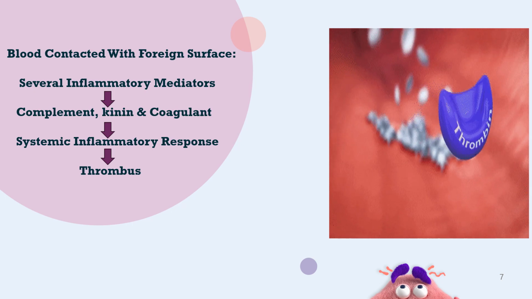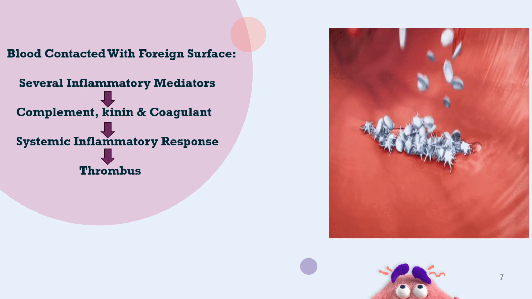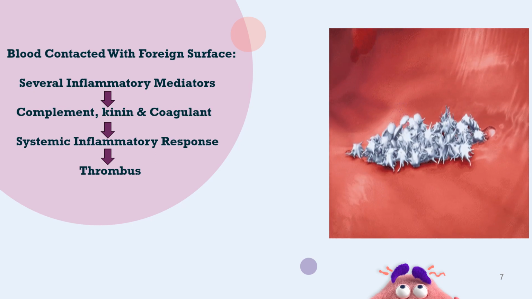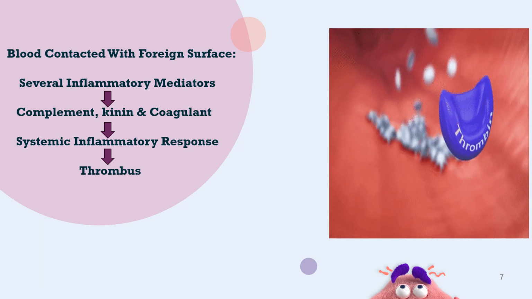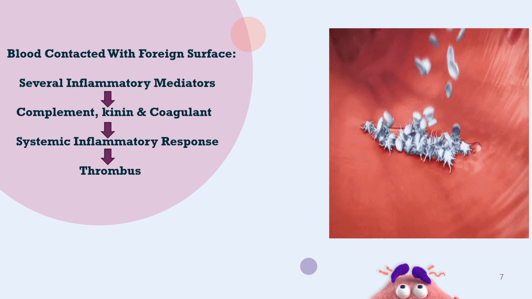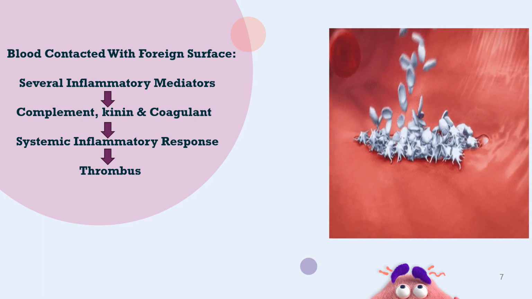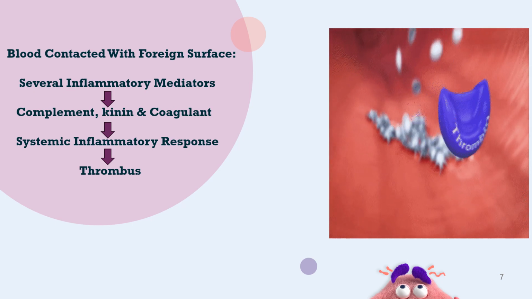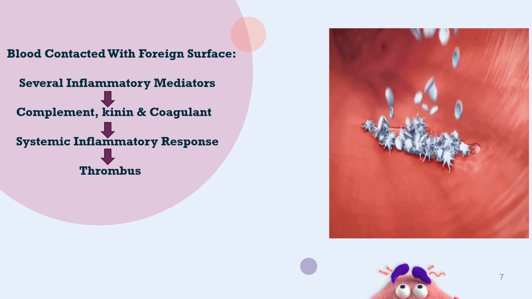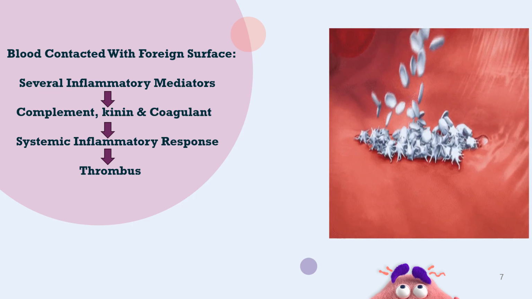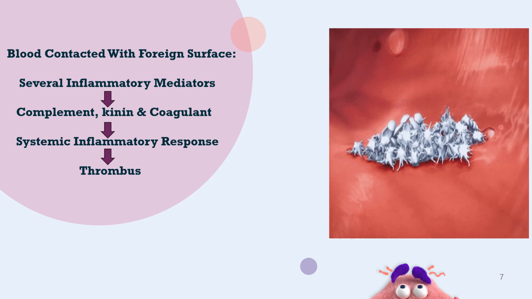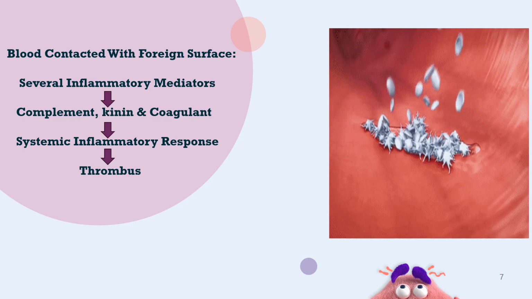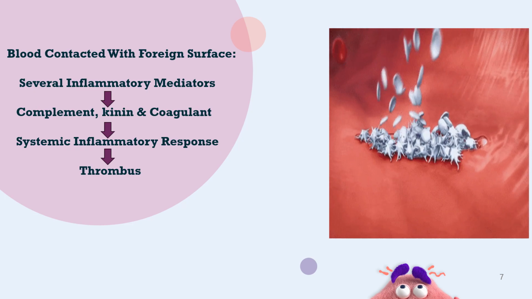When the blood comes in contact with the foreign surface, there is a release of systemic inflammatory mediators, then activation of complement, kinin, and coagulant, and there is an increase in the systemic inflammatory response and formation of thrombus. That's why the cell-based models provide a clear picture of the enzymatic cascade and how it works, and allow a clear picture of the crosstalk between the inflammatory and coagulation systems, which should be appreciated by the clinician for a true understanding of the hemostatic picture in the ECMO patient.